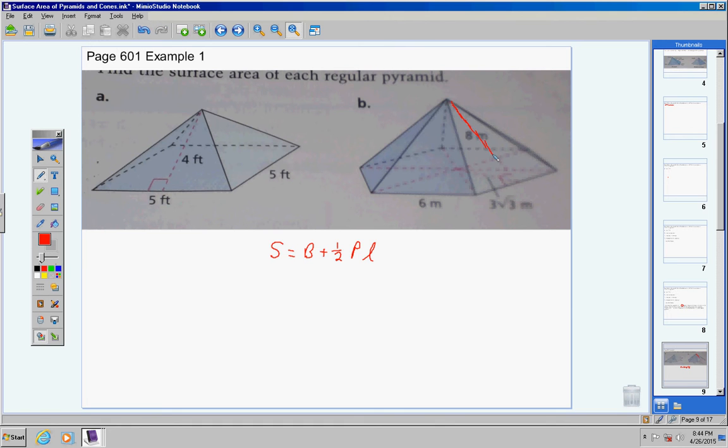Let's draw this thing here. Okay? And notice that's a slant height, and I've told you you cannot have a slant height unless you have a regular pyramid. So I know I have a regular pyramid because I have a slant height. So I know I can use this formula here. Now it looks like a pretty easy one again, guys, I think. Alright, so let's take a look at this and see.